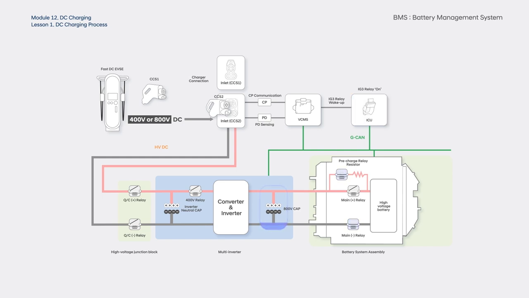The BMS activates the pre-charge relay and the main relay negative to pre-charge the 800-volt capacitor. The multi-inverter activates the 400-volt relay and performs PWM control to pre-charge the neutral capacitor. After pre-charging the neutral capacitor of the multi-inverter, the BMS activates the main relay positive and deactivates the pre-charge relay. After that, the BMS activates the quick charger relay as requested by the VCMS.